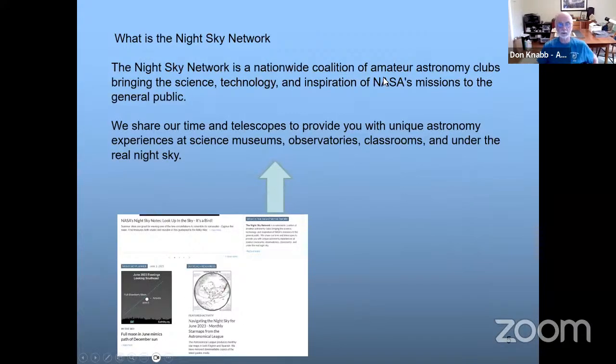It's a nationwide coalition of amateur astronomy clubs that brings science, technology, and inspiration of NASA's missions to the public. And they share their time and telescopes, provide unique astronomy experiences at science museums, observatories, classrooms, and under the real night sky. So if you have a local club and you submit your schedule of events, at the end of the year, if you do several of them, you get these really nice pins. Hard to see, I'm sure, but the pin from this last year was of the James Webb Telescope.